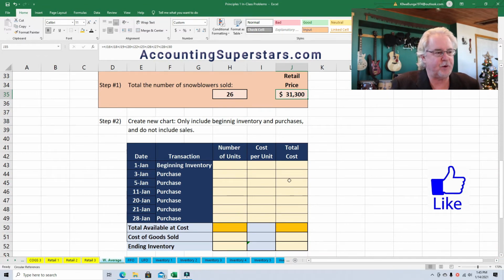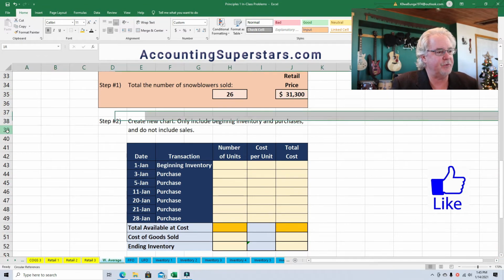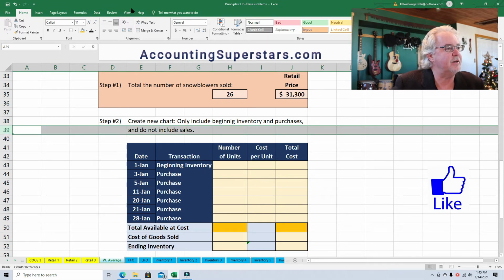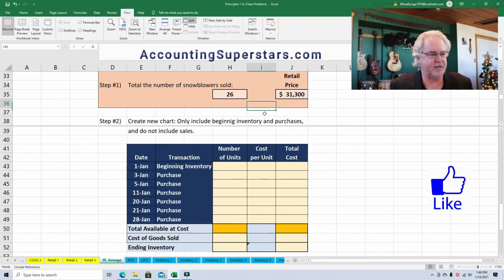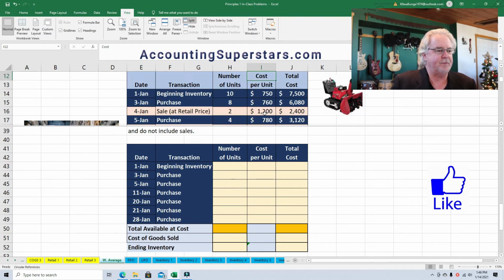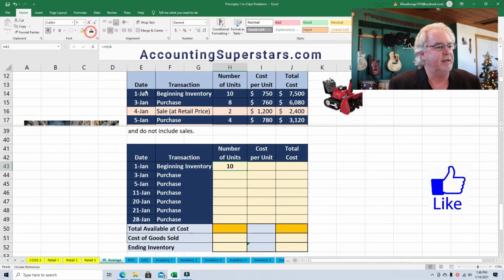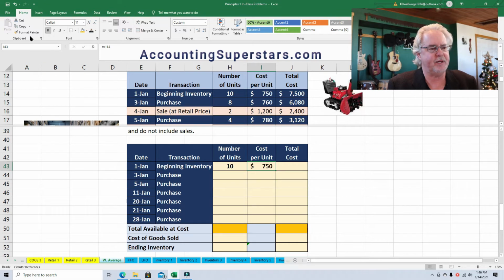Let's go up and grab those numbers and bring them down. I'm going to split the screen, and I'll go up to that first chart and grab the numbers. Beginning inventory, 10 units. All I'm doing is bringing the numbers down. Cost per unit, $750. If you're wondering where I'm getting the $750, I'm getting it from right there. Now, 10 times 750 is 7,500.